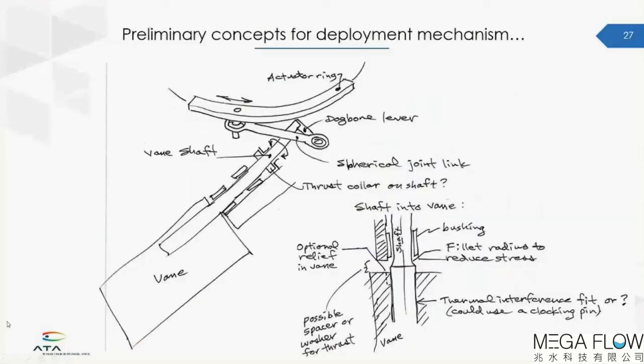Finally, we also had to design a deployment mechanism. And here is an early sketch from our design team of how the vanes could be deployed. We learned early that the swirl angle of the vanes would make it tricky to connect our linkages. And so we used NX simulation tools to also verify that that would properly work.